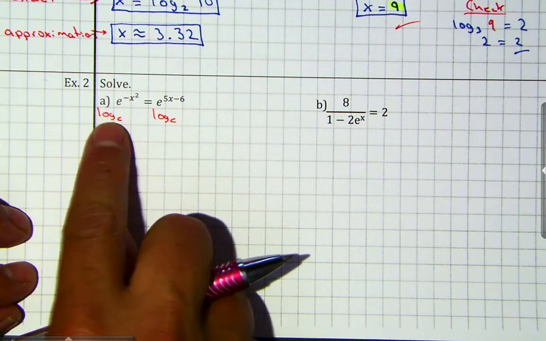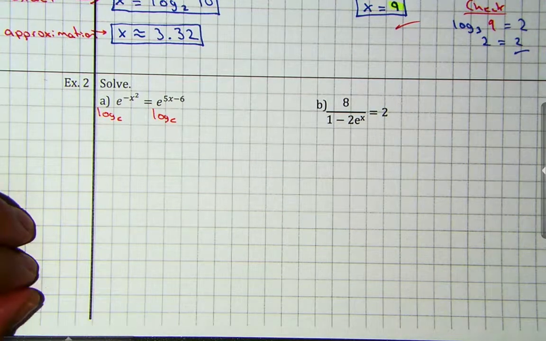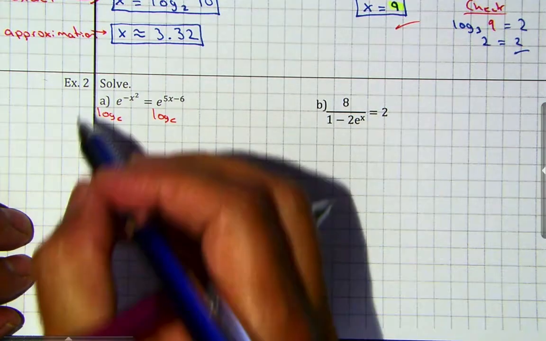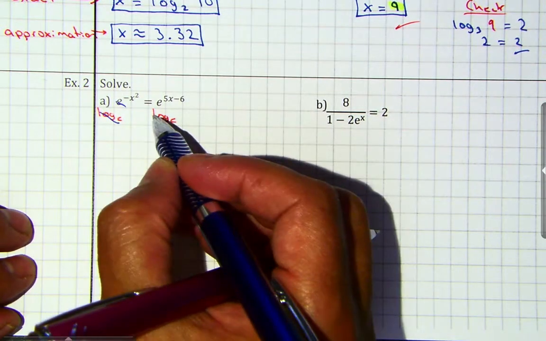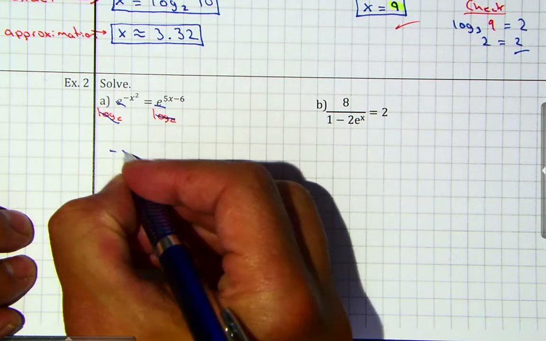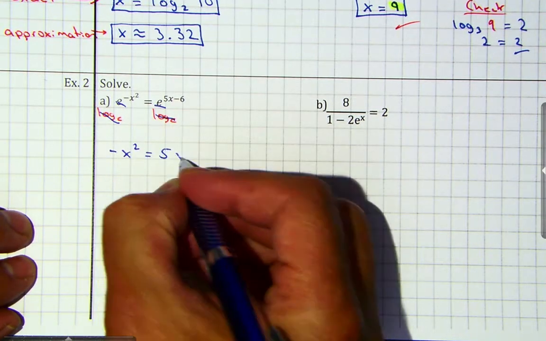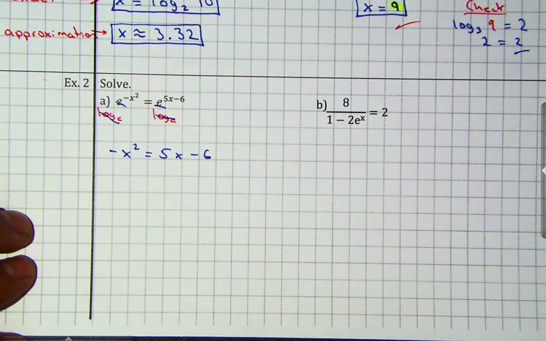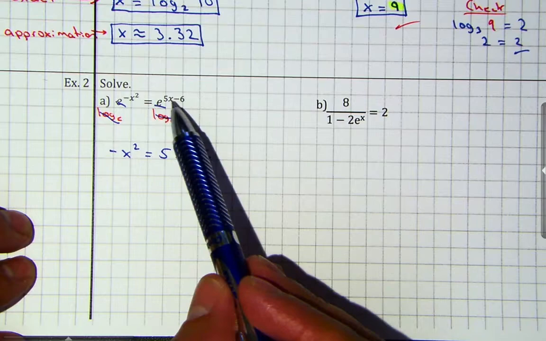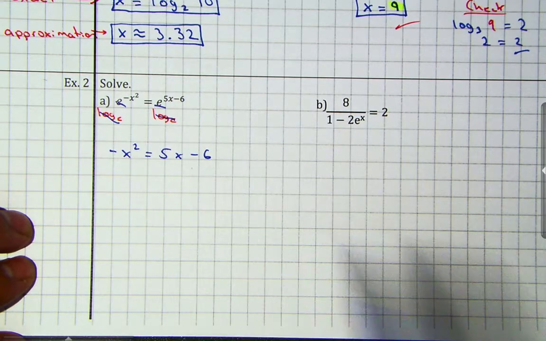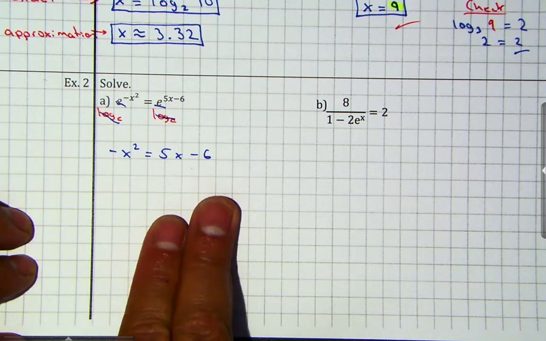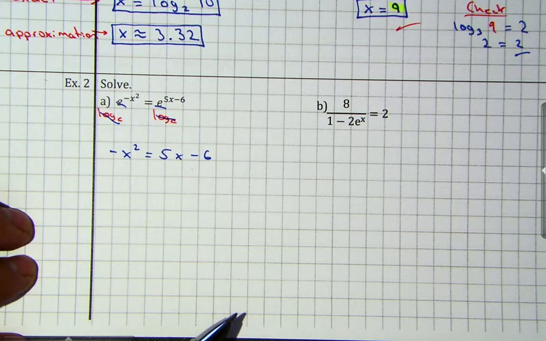But we usually don't do log base e, right? What do we use instead? Correct. We usually use ln, which is the same thing. So they cancel each other out. You have negative x squared equals 5x minus 6. Most of the time, whenever we have the same base, we just think that the exponents are equal to each other. And now I can solve it. So solve for x, pause it, see what you get, and then we can compare our answers.